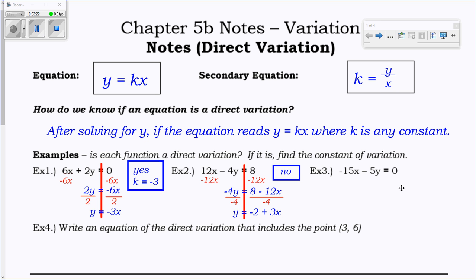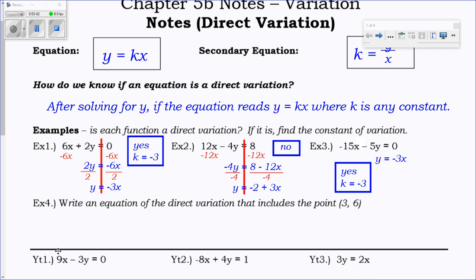And now let's do example 3. Go ahead and solve that and let me know what you get. You should get y equals negative 3x. So is it a direct variation? Yes. And what's the constant? Negative 3.